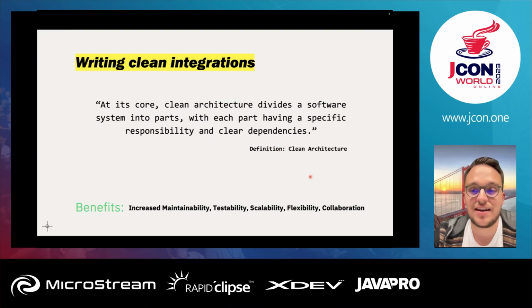What's the definition of clean architecture? What does it say? And there's this very important sentence that we divide our system into parts, and each of them having a specific responsibility and clear dependencies. So we want to make sure that these two things are done correctly. So responsibility and dependencies, quite important.